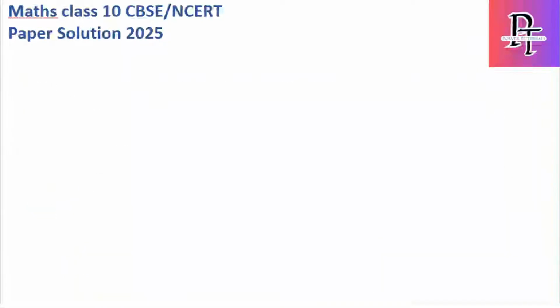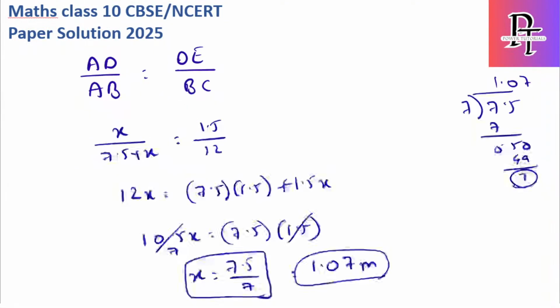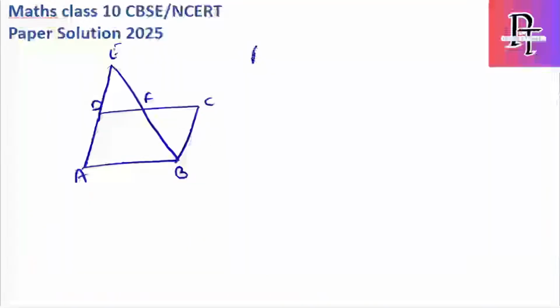Okay, let's draw the parallelogram. A, B, C and D, and AD is projected to E. So AD is projected to E and it is intersecting at F. They are asking to prove ABE is similar to CBF. Okay, first thing I can say angle A is equal to angle C.